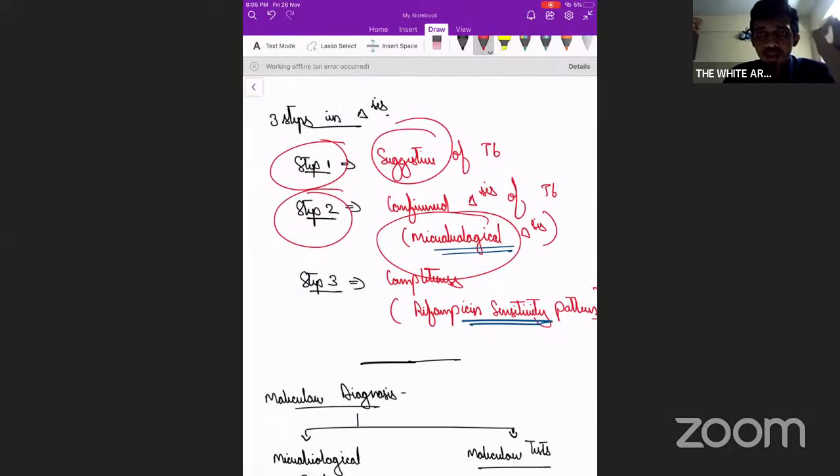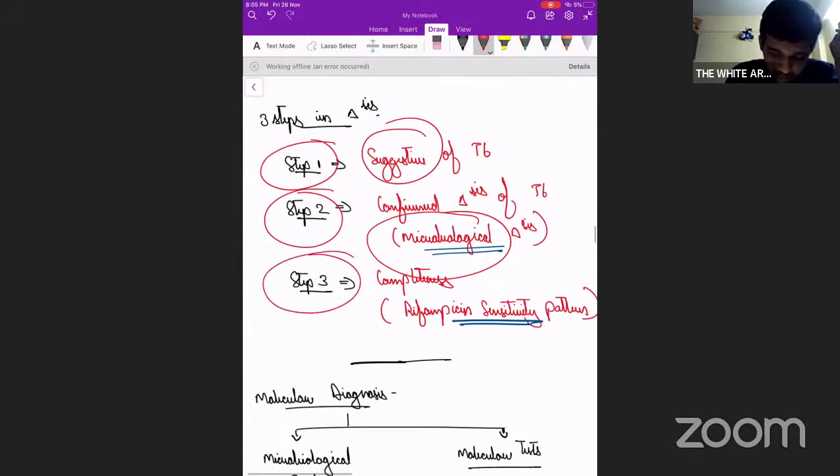Universal drug sensitivity testing has been indicated because of the rampant prevalence of rifampicin resistance. So once we confirm drug sensitivity as well, it becomes a complete diagnosis. So: suggestive of TB, microbiological diagnosis of TB, and the last step is to complete it with the rifampicin sensitivity pattern. Okay.